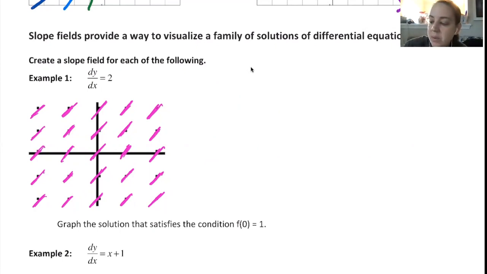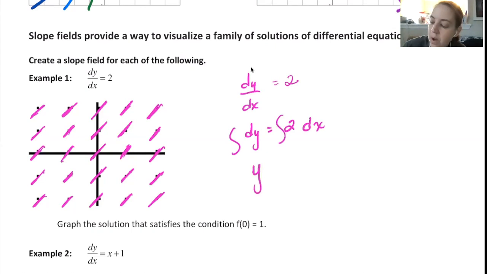Now, let's talk about what we learned yesterday. If dy/dx is equal to 2, if I separate that dx over that differential, so dy equals 2 dx, and integrate both sides, y is equal to 2x plus c. What is that? That's a line. It's a line with a slope of 2 and a y-intercept of c. So this slope field here represents all lines, no matter what the y-intercept is, all lines with a slope of 2. So that one's pretty straightforward.